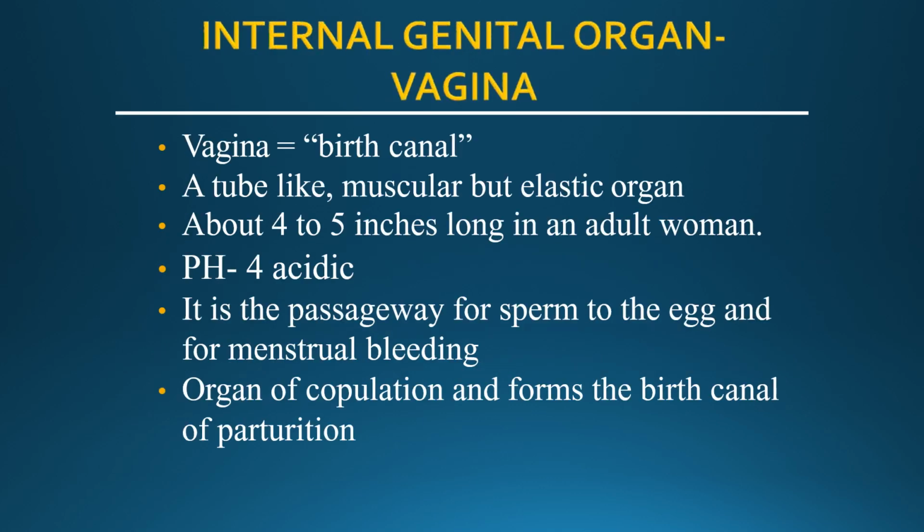And coming to the internal genital organs, the first one is the vagina. It is called the birth canal, a tube-like muscular but elastic organ, about 4 to 5 inches long in an adult woman, and its pH is 4, which is very acidic. It is a passageway for the sperm to the egg and for menstrual bleeding, and it is an organ of copulation and forms the birth canal of parturition.